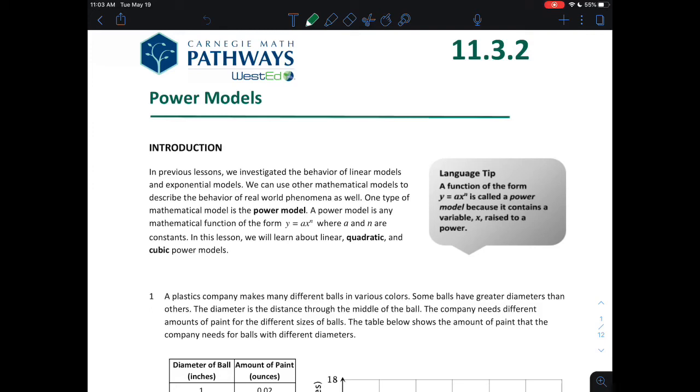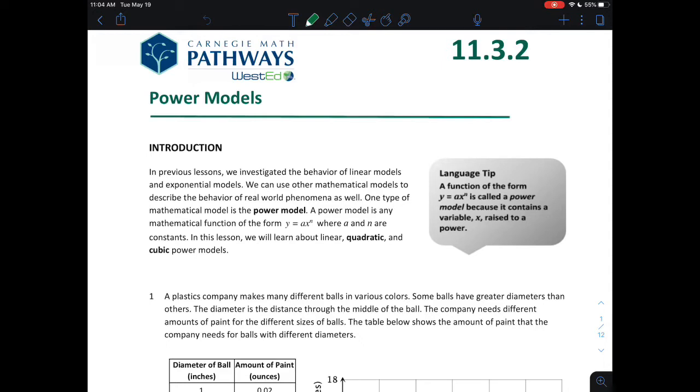Lesson 11.3.2, Power Models. In previous lessons, we investigated the behavior of linear models and exponential models. We can use other mathematical models to describe the behavior of real-world phenomena as well. One type of mathematical model is the power model. A power model is any mathematical function of the form y equals a times x to the n, where a and n are constants. In this lesson, we will learn about linear, quadratic, and cubic power models.